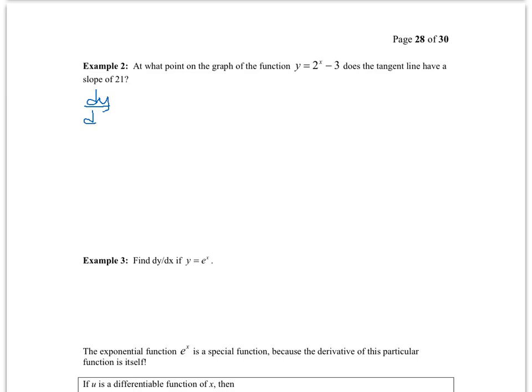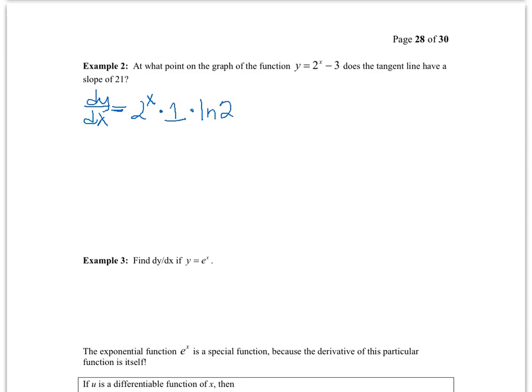So the derivative of y is dy dx. Over here, I've got a constant raised to a variable. So I'm going to follow the derivative rule from the previous page where it's the original problem times the derivative of the exponent, which is going to be 1, times the natural log of the base. So that's just the natural log of 2. And the derivative of this minus 3 part over here goes to 0. It's a constant. So that's the derivative. That tells us the slope for anywhere of the function y.